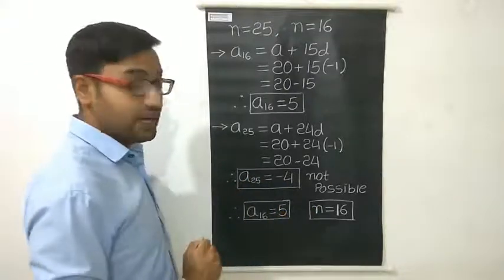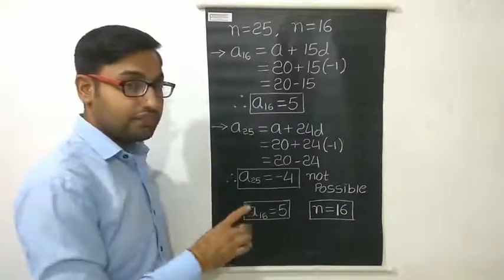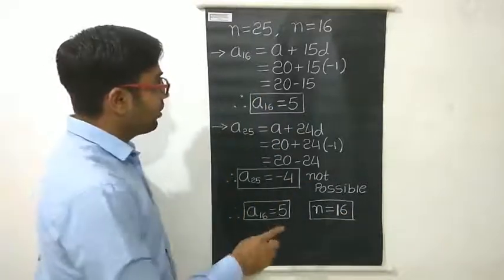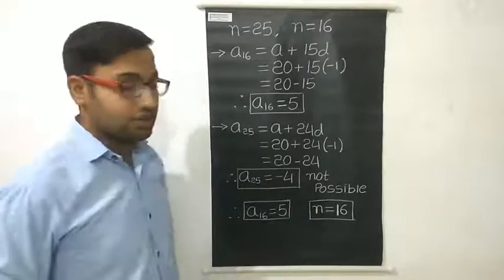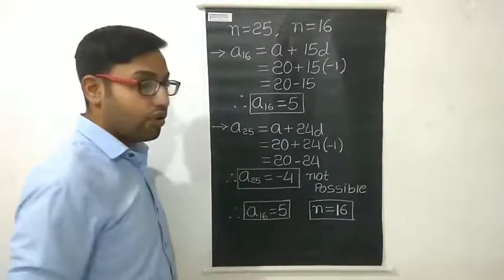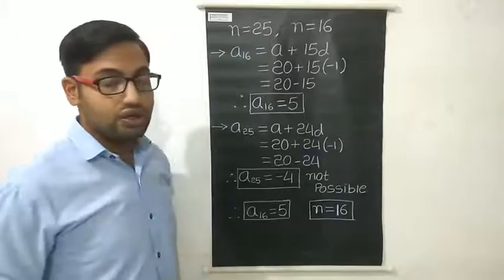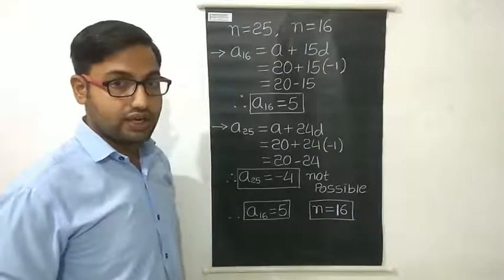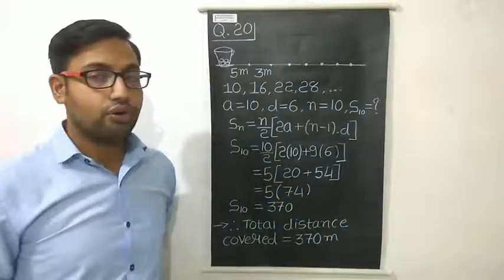So which value of n is possible? The value of n equal to 16 is the right answer, and for that the number of logs we get, a16, is equal to 5. So in the first row there are 5 logs, right? So in this way we can solve this type of question. Okay? Okay, let us study question number 20.